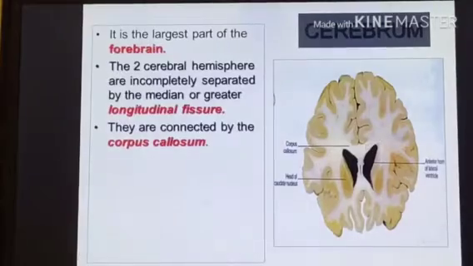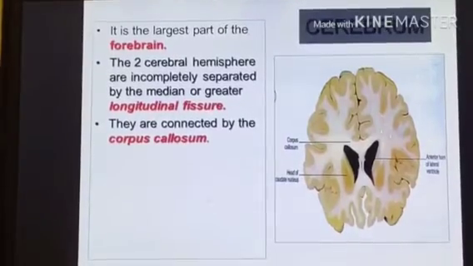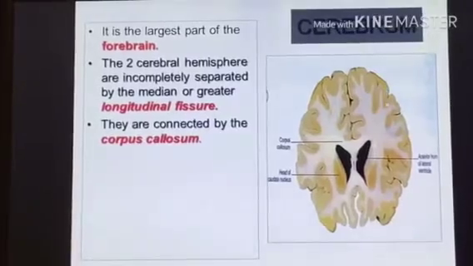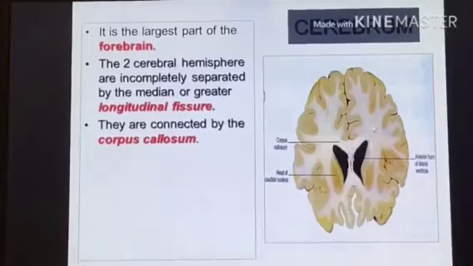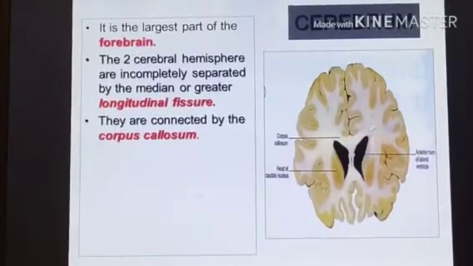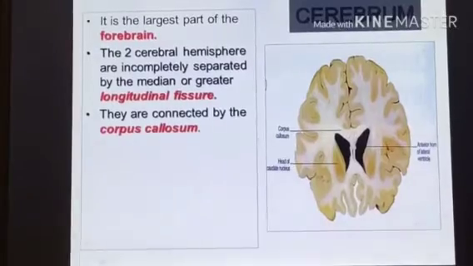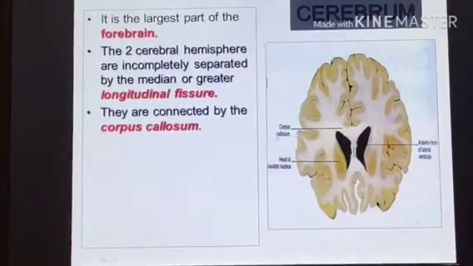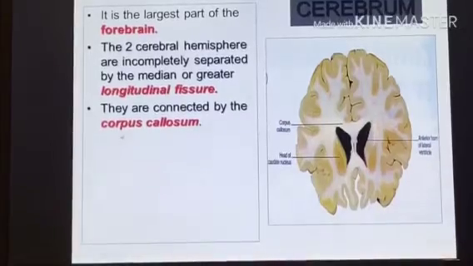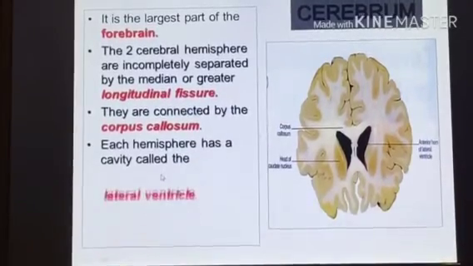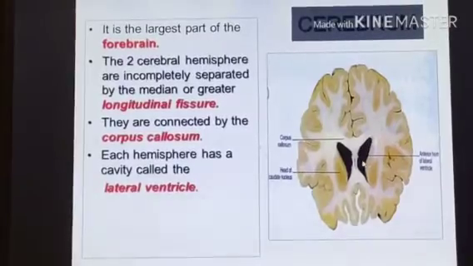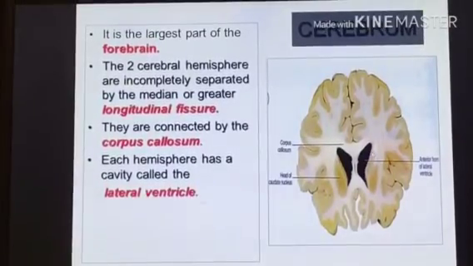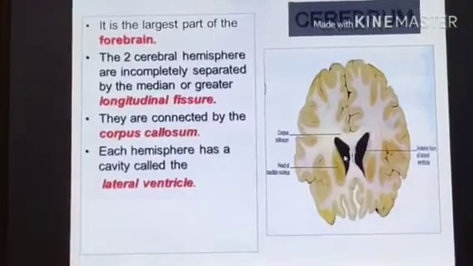The only connection, which is the white matter I told you about in the previous slide, this is the gray matter, this is the white matter. The white matter are fibers connecting the two hemispheres. This bundle of white matter, we call the corpus callosum. And of course, in each hemisphere, there is a cavity inside. We call it the ventricle.